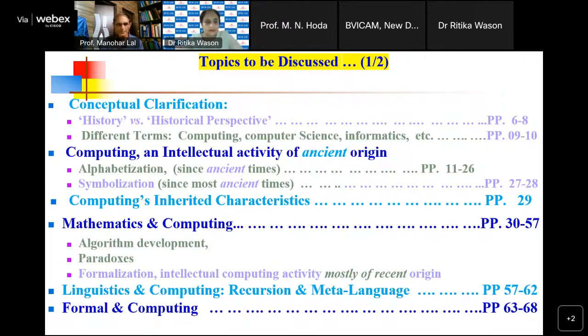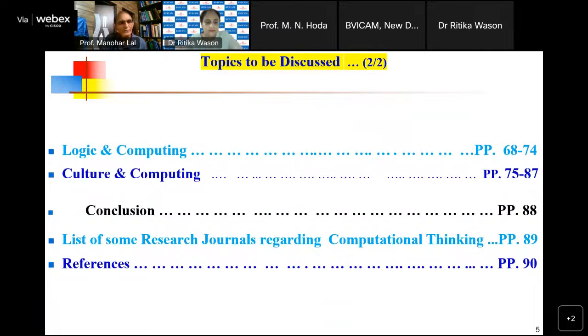We'll briefly discuss those. Then mathematics: as I told you, one of the definitions of computing is that it is executable mathematics with efficiency consideration. So it is a very special part of mathematics. Under this, we'll discuss algorithmic development, paradoxes, and formalization, which are mostly intellectual computing activity. Then I'll discuss linguistics and computing, then formal languages and computing. Then we'll go ahead to logic and computing, and finally we'll go to culture and computing. And of course, the conclusion, references, etc.